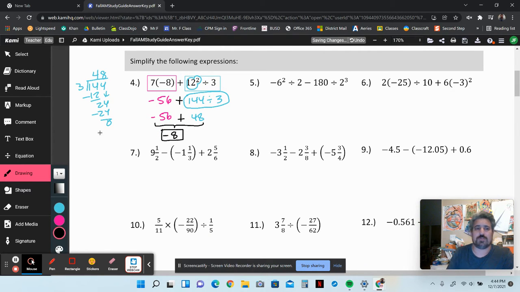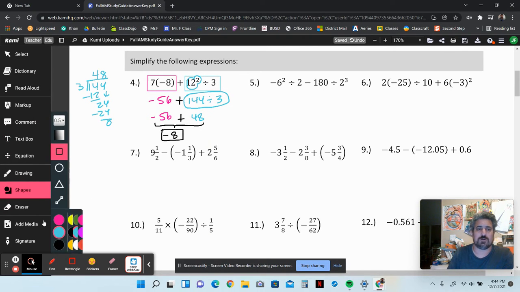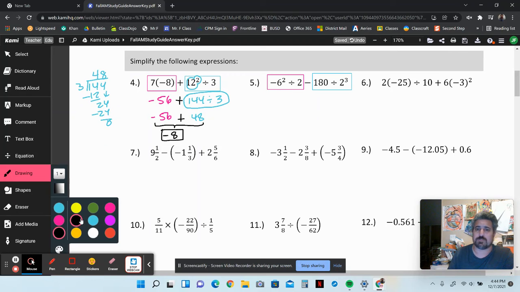Okay. For this one, number 5, same idea. You're just going to go through and identify your terms. The terms in this case happen to be separated by addition and subtraction outside of parentheses. In this case, we're going to have negative 6 to the second power divided by 2. That's one term. And then you're going to have another term, which is 180 divided by 2 to the third. Work within each of those terms and then combine them with the operation between them.